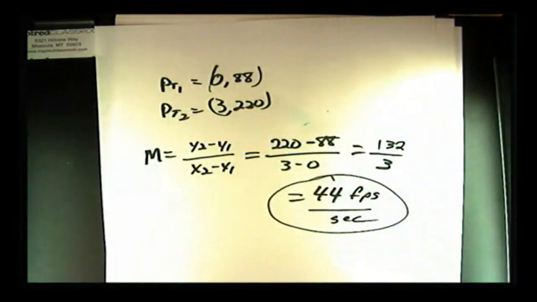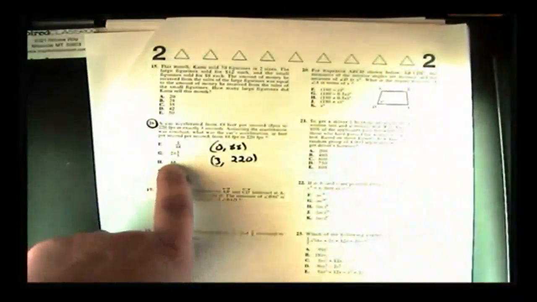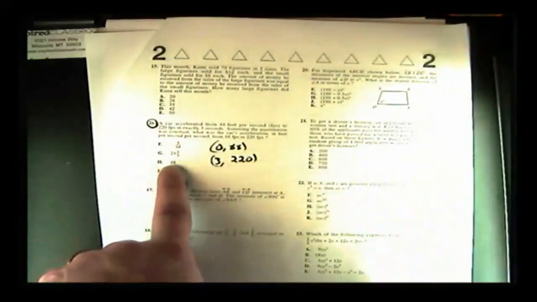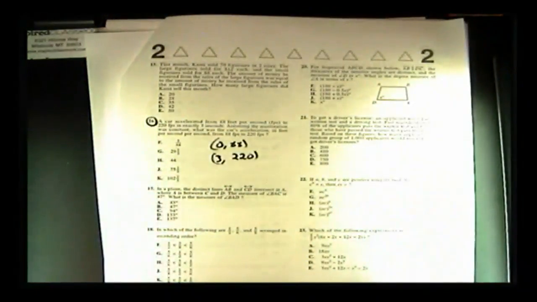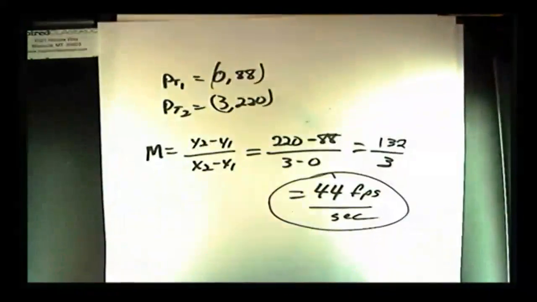And then, of course, we hope and pray when we look back at our answer sheet that, sure enough, there it is, 44 feet per second. So this should be a good reminder of slope, rise over run, how to calculate it when you have been given two values, how to read it otherwise when you're trying to graph it.